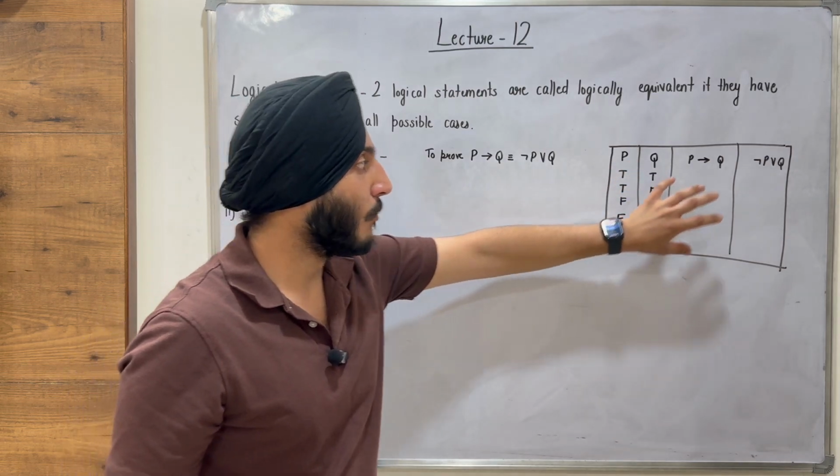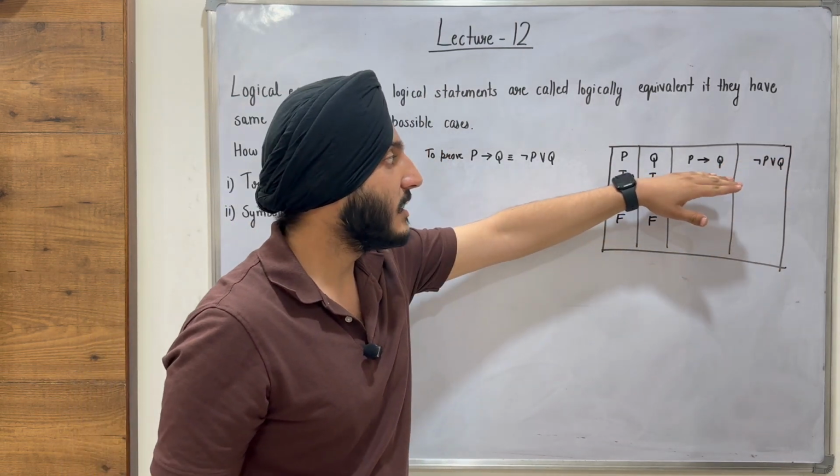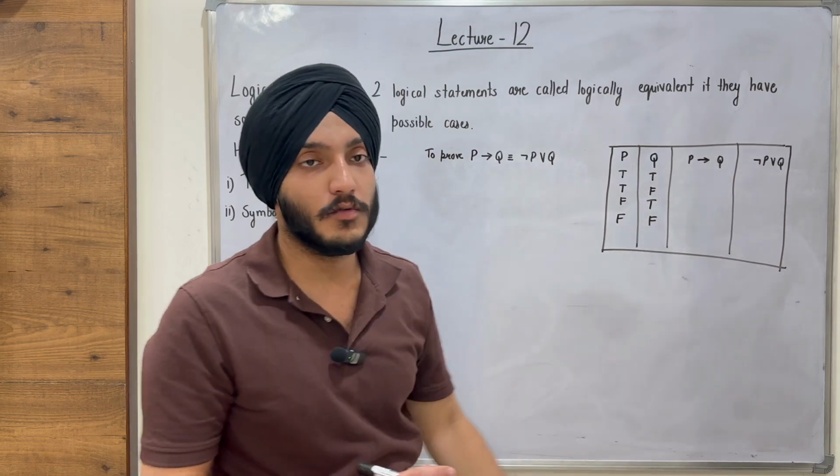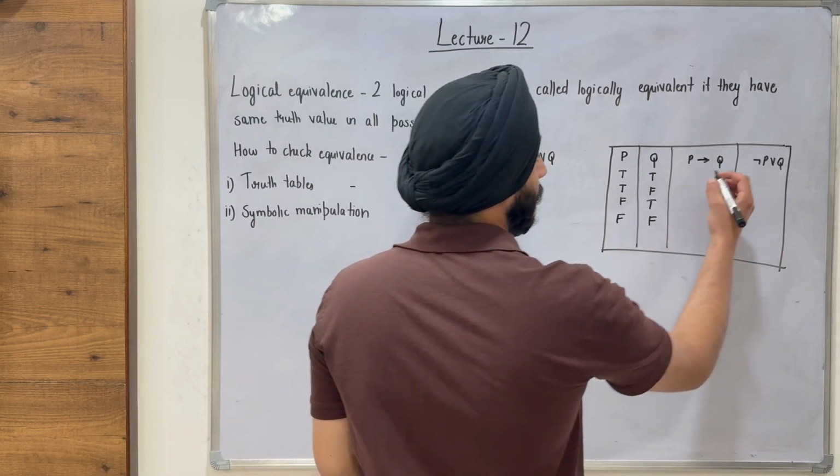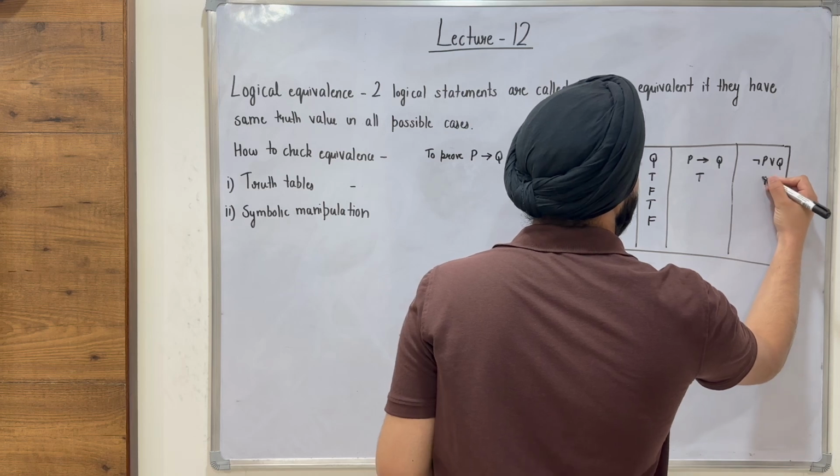So these are the 4 possible inputs that we have. Now let's try to see what are the results that we get in P then Q and the negation of P or Q statement, right? When both are true, we get true and true, right?